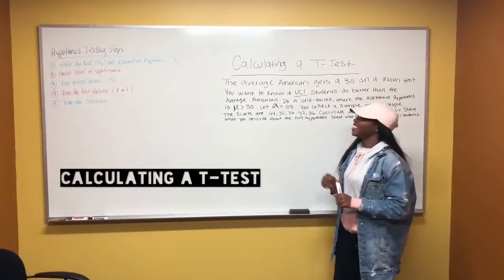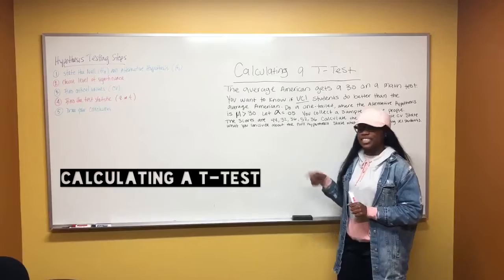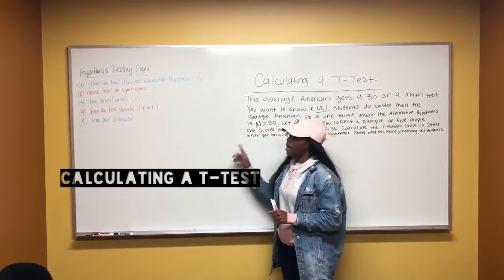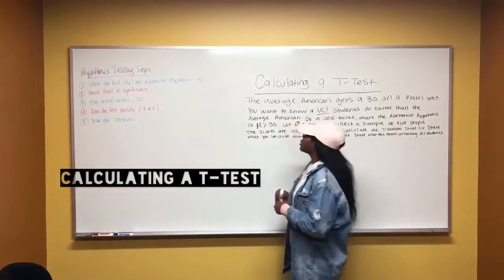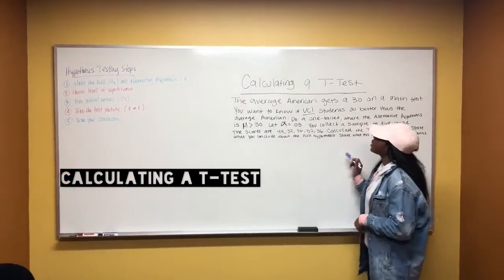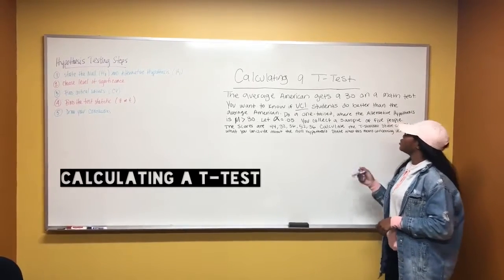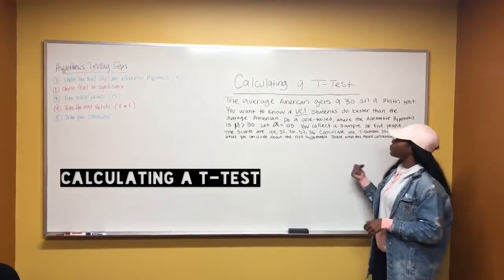Hi, my name is Heaven, and today I'll be showing you how to calculate a t-test. Following those same examples from earlier, we're going to be following the hypothesis testing steps. Our problem today is: the average American gets a 30 on a math test. You want to know if UCI students do better than the average American.